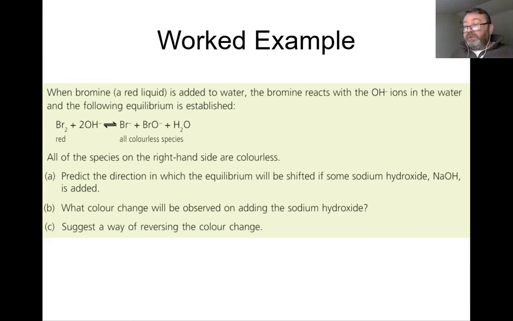But just before we go on to that, just a recap of what we did in yesterday's class. Just take a look at this question here, which comes from your textbook at the end of this chapter. When bromine, a red liquid, is added to water, the bromine reacts with the OH minus ions in the water, and the following equilibrium is established. So you'll notice that the bromine reacts with the OH minus ions in the water, red, and forms a dynamic equilibrium with bromide ions, bromine oxide, and water, all colorless.